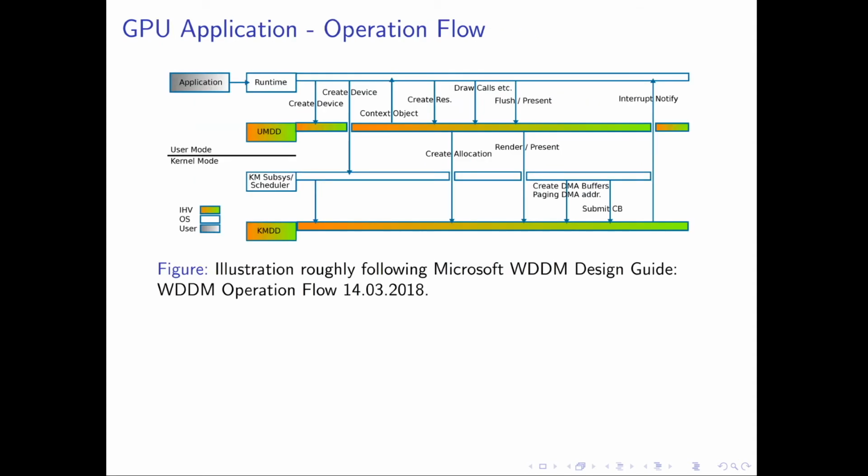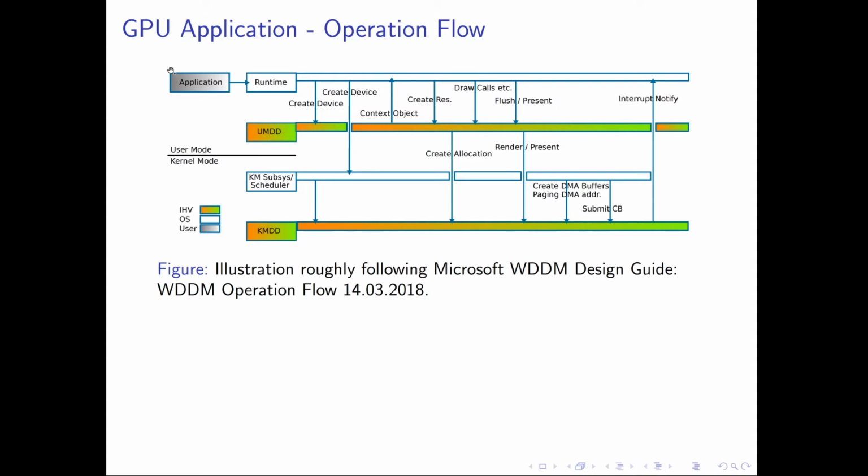And with that, we'll exemplarily have a look at the Windows display driver model. It's not important to learn that whole operation flow by rote. It's not necessary, but it's important to understand what the interplay here is. The display driver model mostly consists of 4 parts: the runtime that comes from the operating system, the user mode display driver that comes from the vendor, the scheduling and kernel mode subsystem that comes from the operating system, and the kernel mode display driver that is supplied by the vendor.